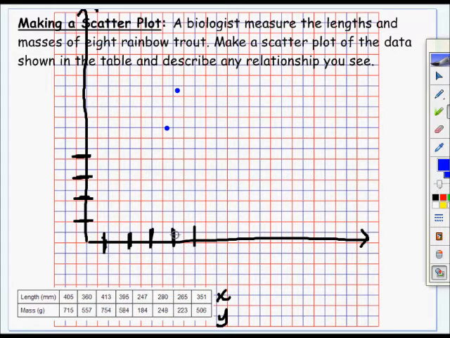My next one, 413, so just barely past 400, and 754. 1, 2, 3, 4, 5, 6, 7, and 54 again. So that's 50. Let's do 54 right there. It's a smaller point, but we're not going to mess with it right now. So you can see what I'm doing. The x-axis, 247, 200, here's my 50, and 247 is pretty close. And then 184, 100, almost to 200 between the 150 and the 200.